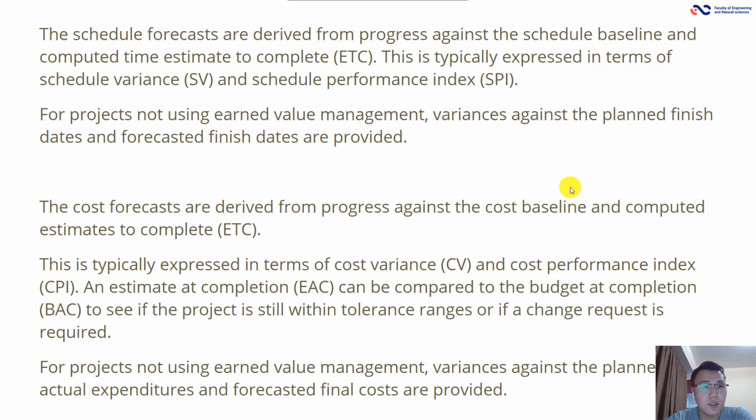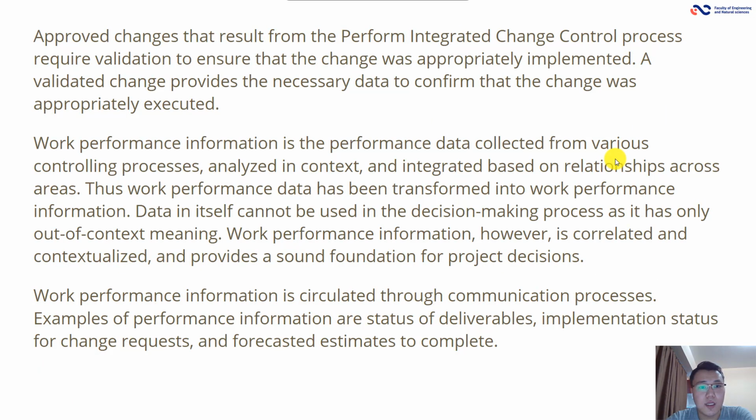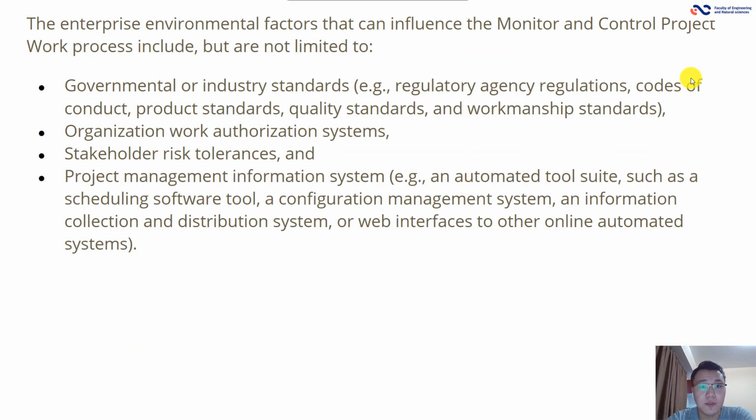baseline. The schedule forecasts are derived from progress against the schedule baseline and computed time estimate to complete. This is typically expressed in terms of schedule variance and schedule performance index. So schedule variance is SV, and schedule performance index is SPI. Approved changes that result from the perform integrated change control process require validation to ensure that the change was appropriately implemented.